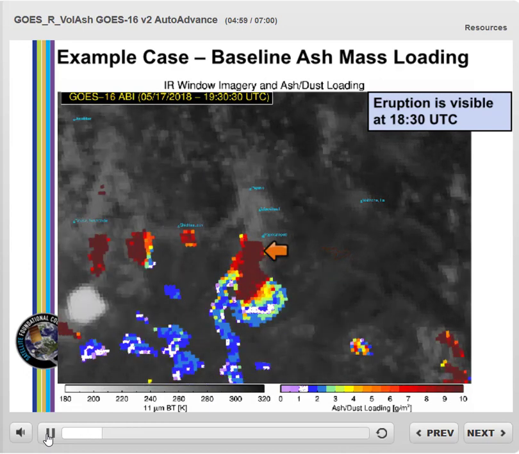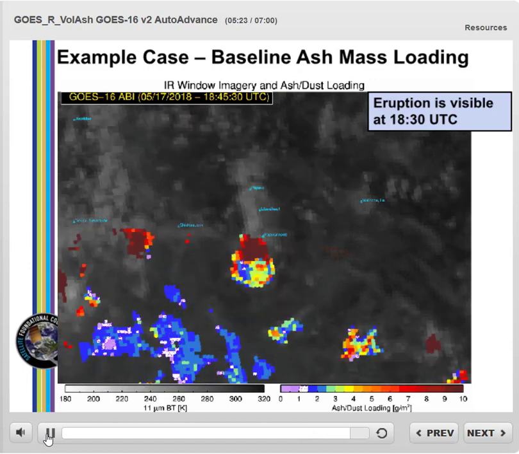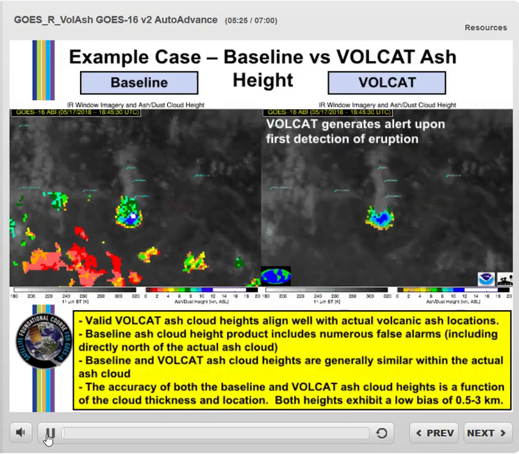baseline ash mass loading provides pixel mass loading estimates for all pixels that might contain volcanic ash. Only those pixels that are confidently non-ash do not have mass loading estimates. Again, the ash cloud from Popocatépetl shows up nicely, but there are plenty of pixels identified as having ash mass loading that don't contain volcanic ash. You would need to be looking at other ABI single channels or channel differences to zero in on it.